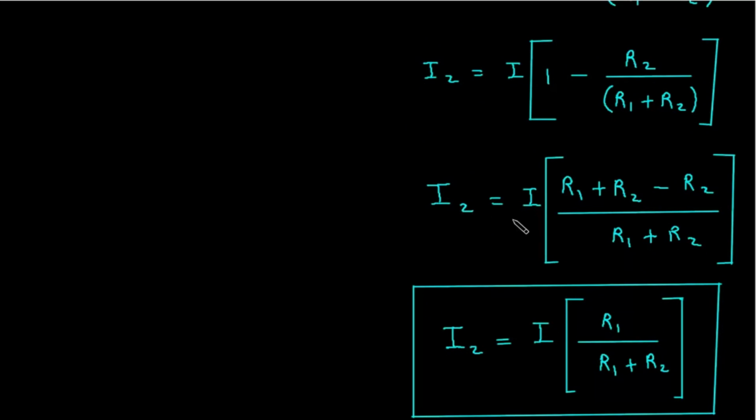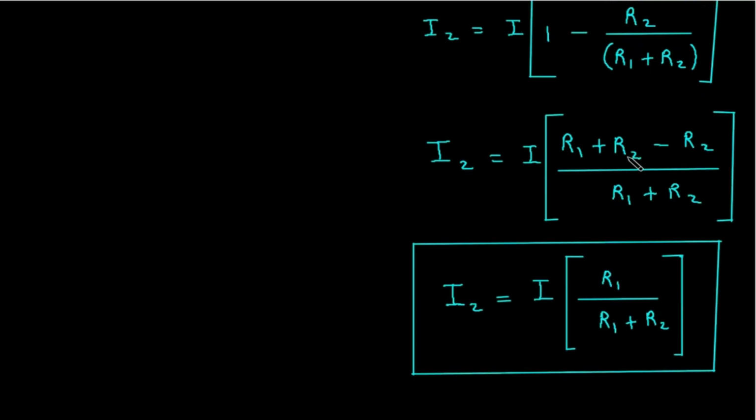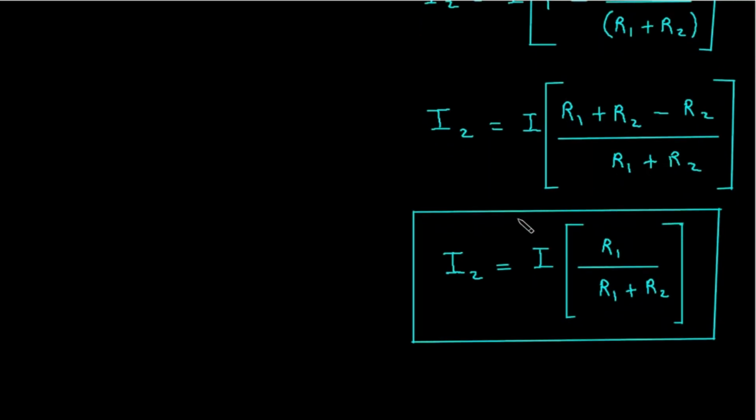Now I2 is equal to I into, we can multiply this 1 by R1 plus R2. So this will be R1 plus R2, and this minus R2, divided by R1 plus R2. Now this R2 and this R2 get cancelled, as one is positive and one is negative. So what remains? I2 is equal to I into R1 divided by R1 plus R2.